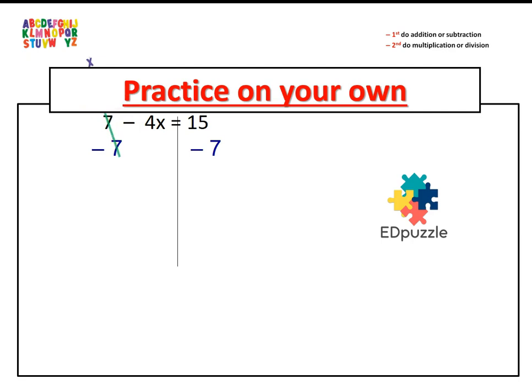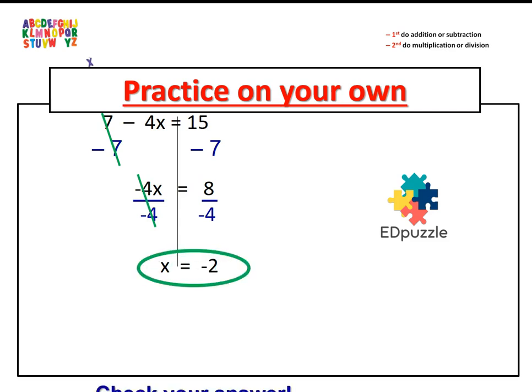So now I'm left with a negative 4x is equal to 8. Now I want to get rid of that negative 4, not just the 4, but I've got to get rid of that negative to get the x all by itself. So what do you divide by? I hope you said you divided by negative 4, because then we're left with x all by itself and x equals negative 2. And let's just check your work.